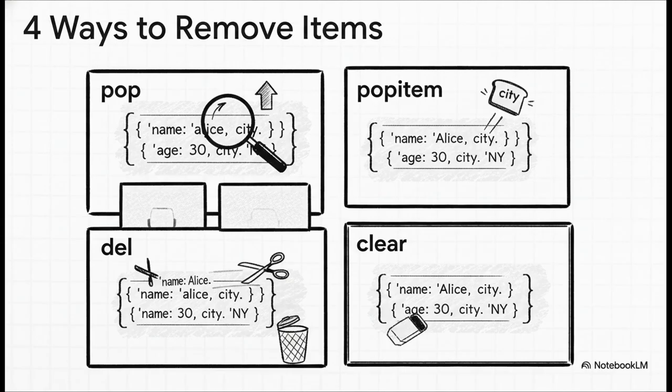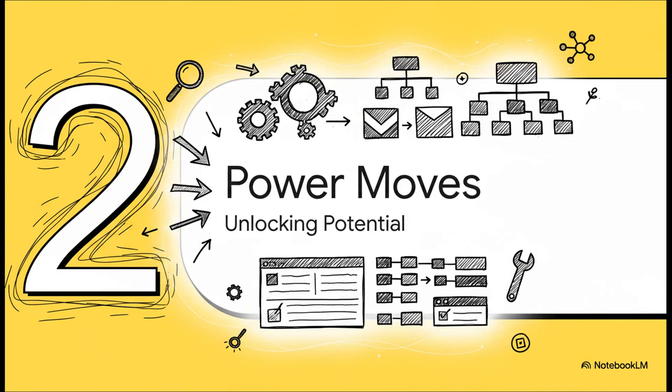The del keyword also zaps a specific key. And if you want to just wipe the whole thing clean without getting rid of the dictionary itself, .clear is what you want. All right, you've totally got the basics of handling individual items now. So let's talk power moves.